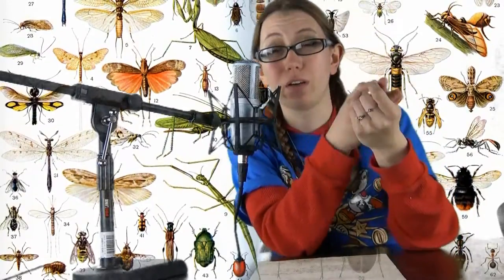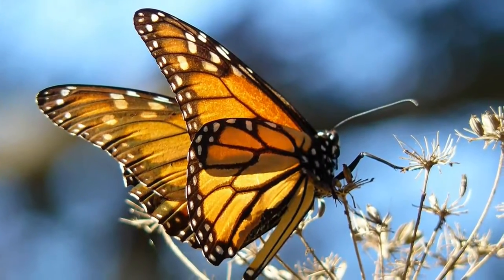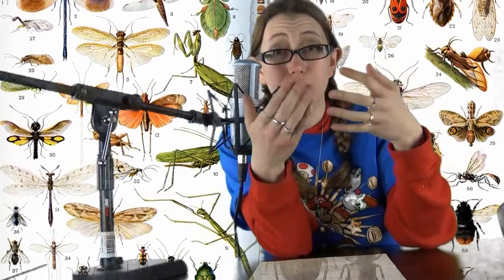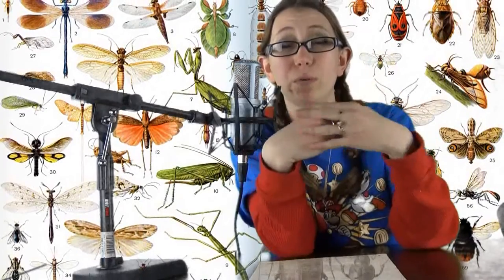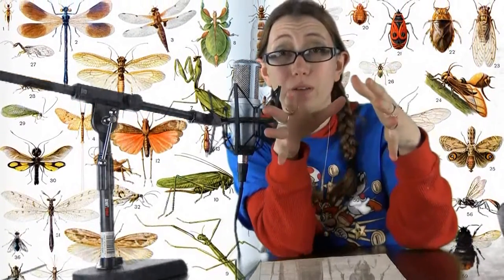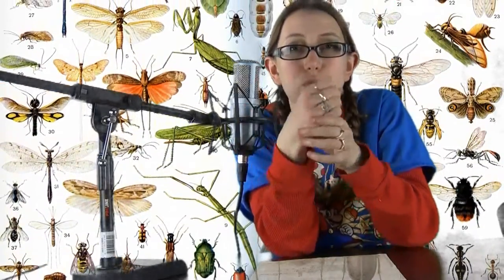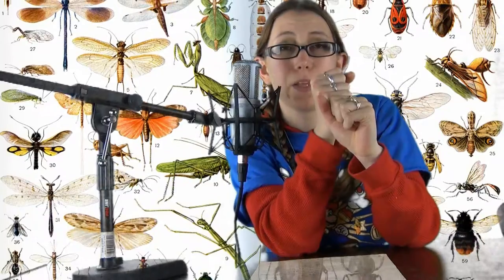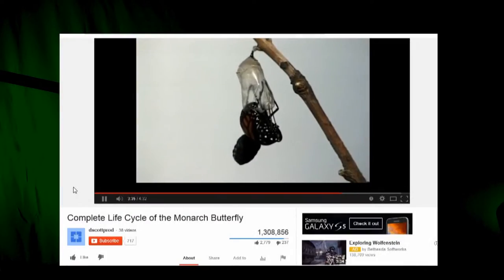As I was saying earlier, the monarch butterfly is a great example of the complete metamorphosis. Its larva is a green caterpillar, which in turn will pupate, which is when it cocoons itself into either a chrysalis or some sort of case. It goes into that pupa stage where it's kind of a dormant stage, they don't eat, and then as it emerges into the adult, it looks completely different from the larval stage.